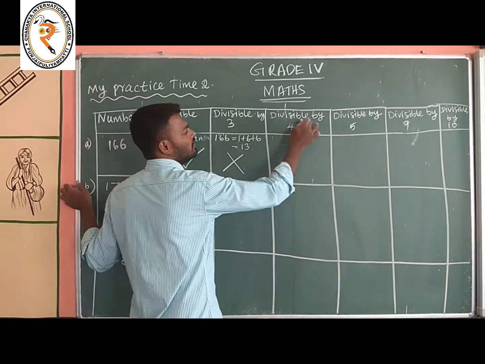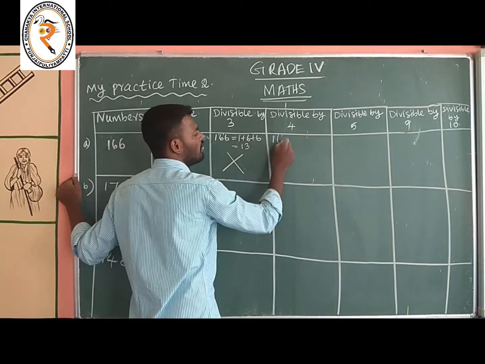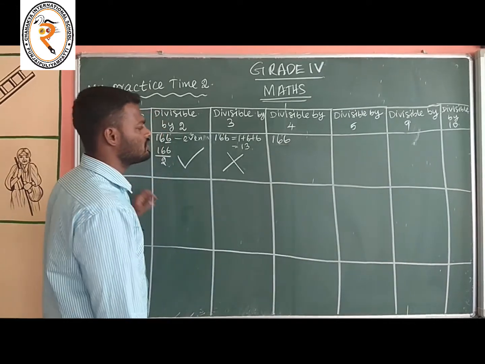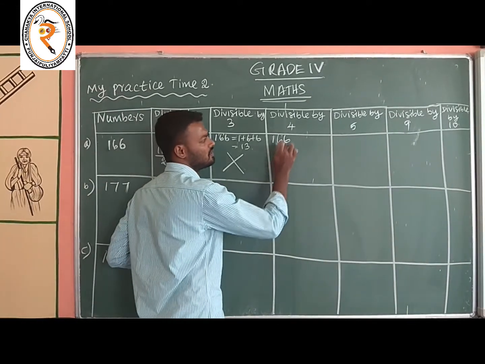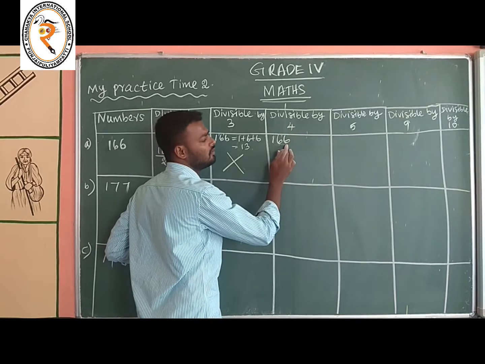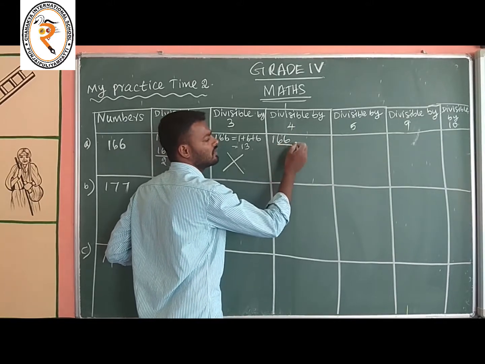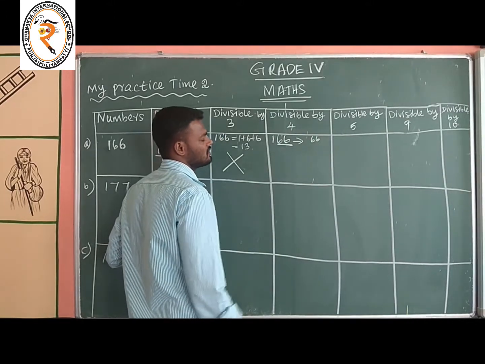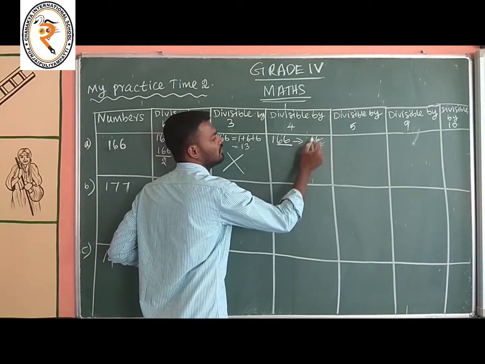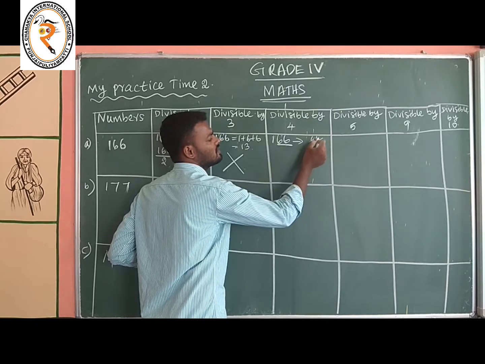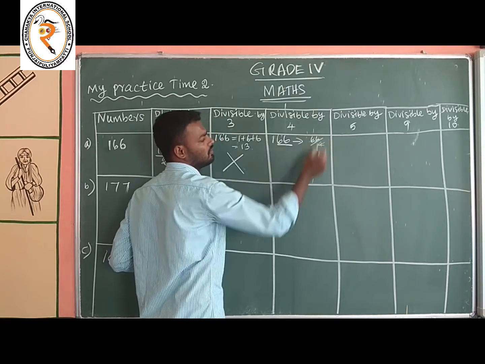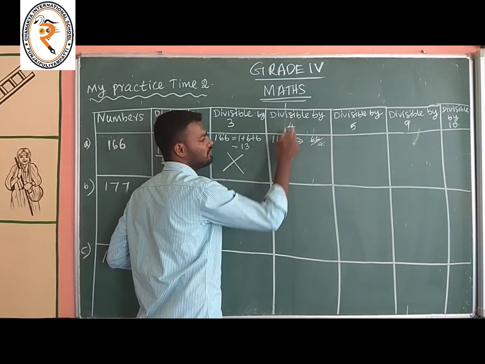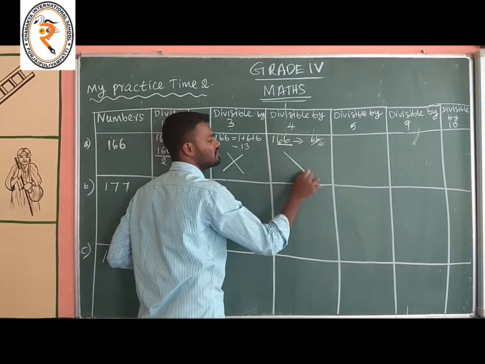Divisible by 4: the rule of divisibility by 4 is that the last 2 digits should be 0 or divisible by 4. Here the last 2 digits are 66. 66 divided by 4 is 16 with remainder 2. 66 is not in the fourth table. So the last two digits are not divisible by 4. So 166 is not divisible by 4.